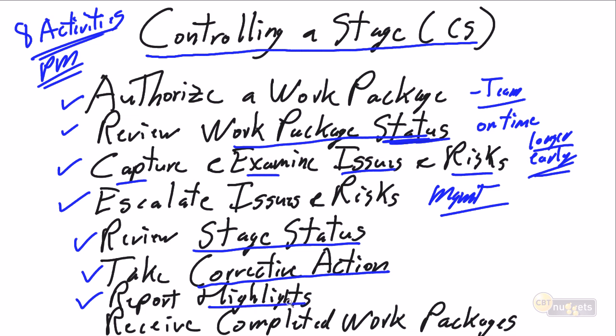We're going to send status reports to the business. We're going to send status reports to senior management, and we're going to keep all of our stakeholders engaged and involved and informed. And finally, because we're authorizing the work package, because we're reviewing the work package, we're also going to receive the completed work package, and we're going to validate that they're complete.